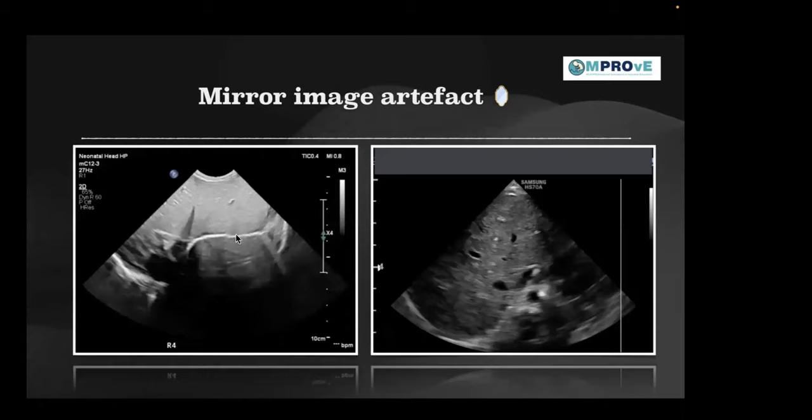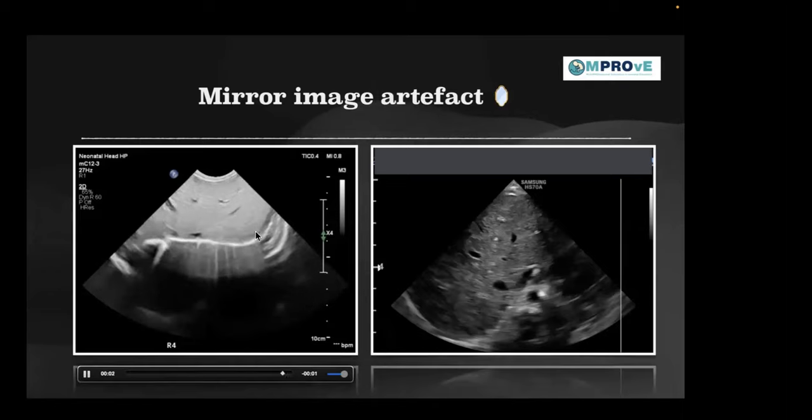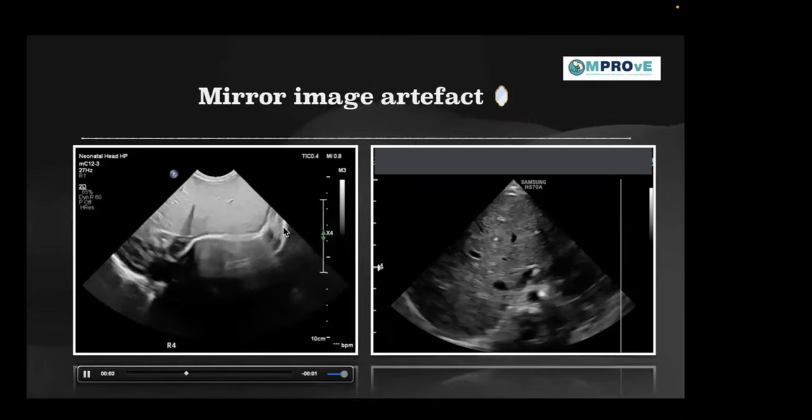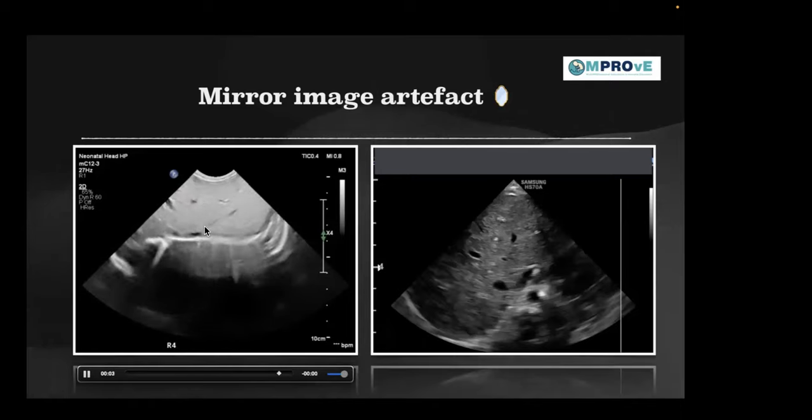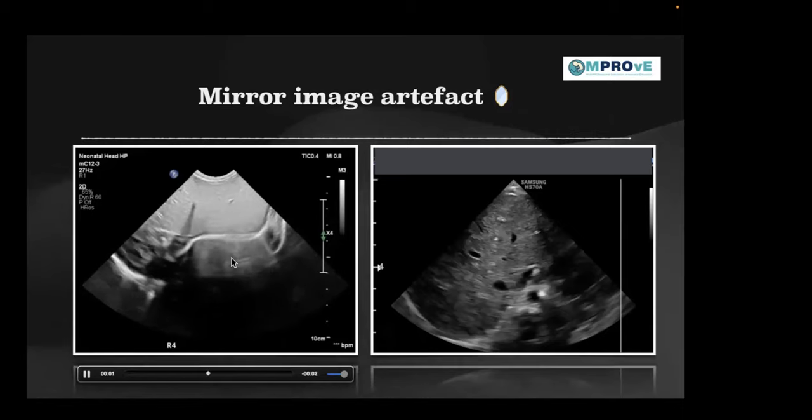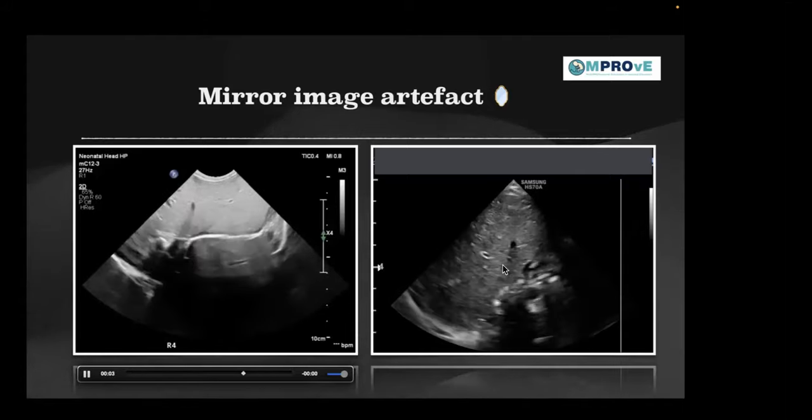To show you another example, this is the curvilinear probe again, and you can see this is the liver. That's your diaphragm coming here, and you can see the liver on both sides. Now you can see the vessels coming here, the same vessels coming here. What it basically tells you, if you can see a mirror image, the other side also is having some bit of air.